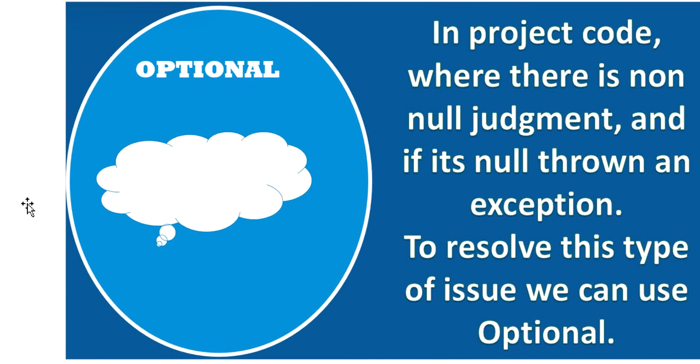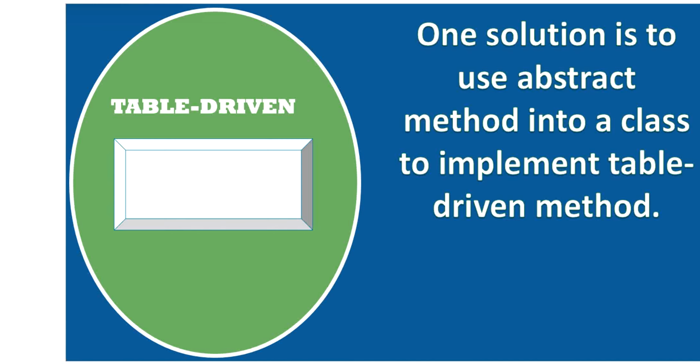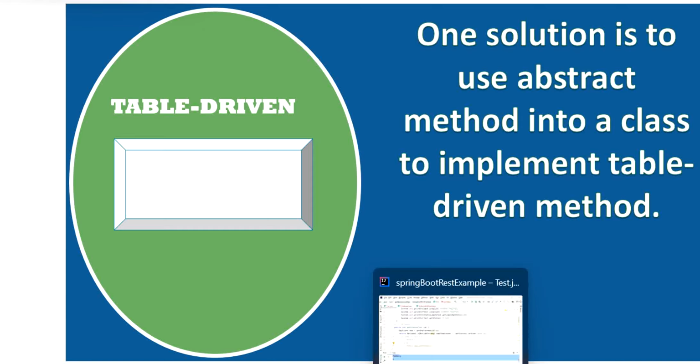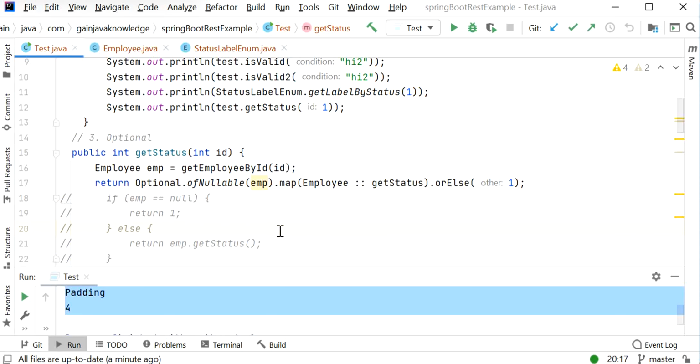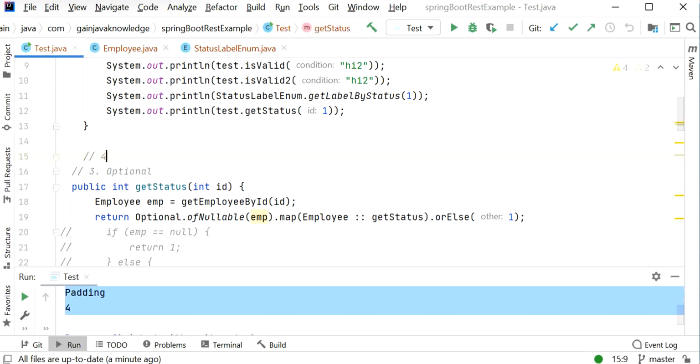And one more approach is the table driven approach, that we can also use to remove if else conditions from our project. To implement this approach we need to use an interface, and we need to create implementation classes for this interface. So let me go back and we'll see how to use the table driven approach in our project to reduce if else conditions. So this will be the fourth approach that we can use, the table driven approach, to remove if else conditions.